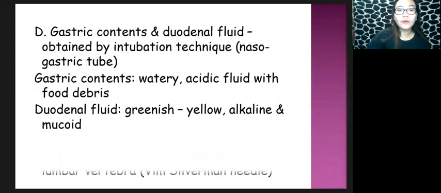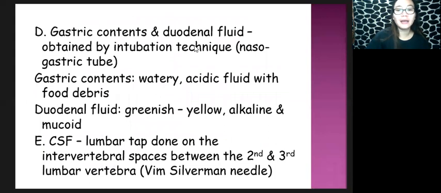Right. Another, we also have your gastric contents and duodenal fluid. So this is usually obtained via your intubation technique. Okay. So we are going to insert a nasogastric tube from the nose and into the stomach. So the name of this tube is your Levine tube. This is a tube that is inserted through the nose.